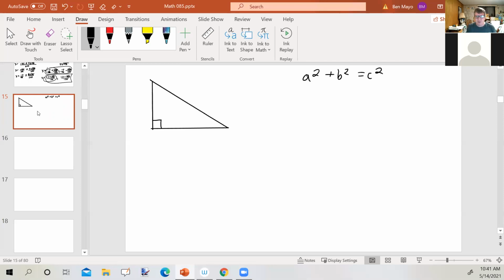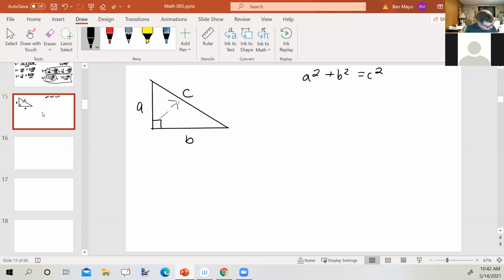Now, where do we get a, b, and c? Well, with a right triangle, the hypotenuse, the long side, is called c. The long side, or the hypotenuse, is always going to be across from the right angle. So this is going to be c, called the hypotenuse. The other two sides are called the legs of the triangle. One of them is a and the other is b. It doesn't matter which one we call a and which one we call b, as long as we're consistent throughout the problem. So the length of side a squared plus the length of side b squared equals the length of side c squared. There you have the Pythagorean theorem.